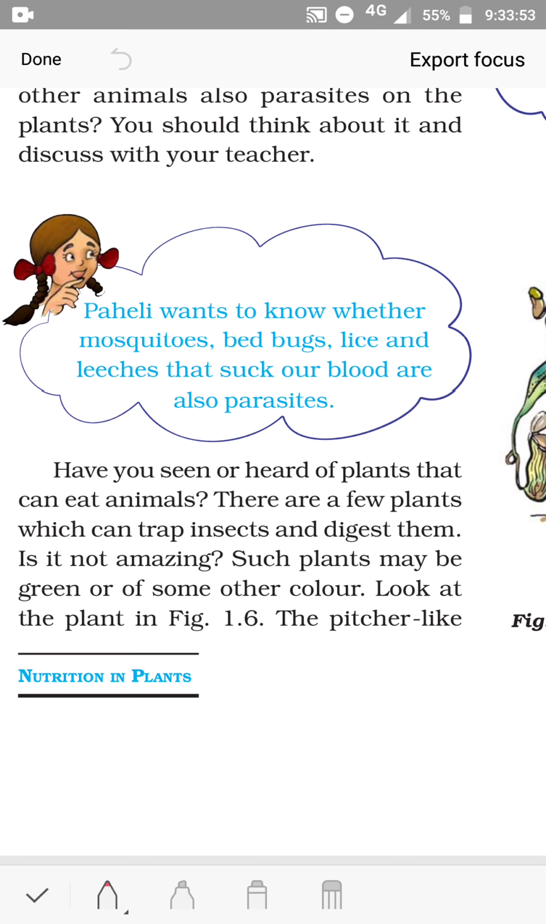Another one: some of the plants can eat animals. These are a few plants which can trap insects and digest them. Isn't it amazing? We have heard that animals take the plants as their food, but there are some plants which can take the animals as their food. Such plants may be green or some other color. Let us see the plant.